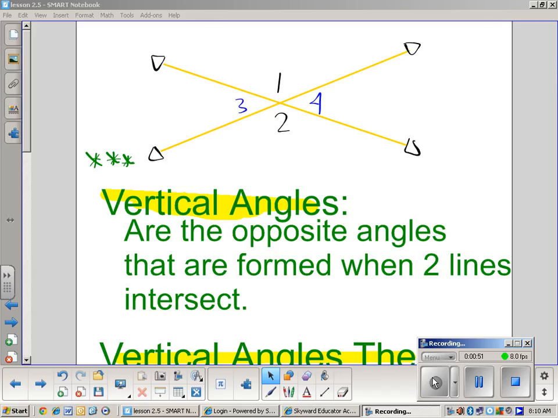And so I just like to think about it the way it looks to me. It looks to me like two lines are intersecting there, doesn't it? And so vertical angles are the opposite angles that are formed when those two lines intersect. So the two blue angles, 3 and 4, are vertical angles, and 1 and 2, the two black angles, are vertical angles. So my definition of vertical angles is the opposite angles that are formed when two lines intersect.